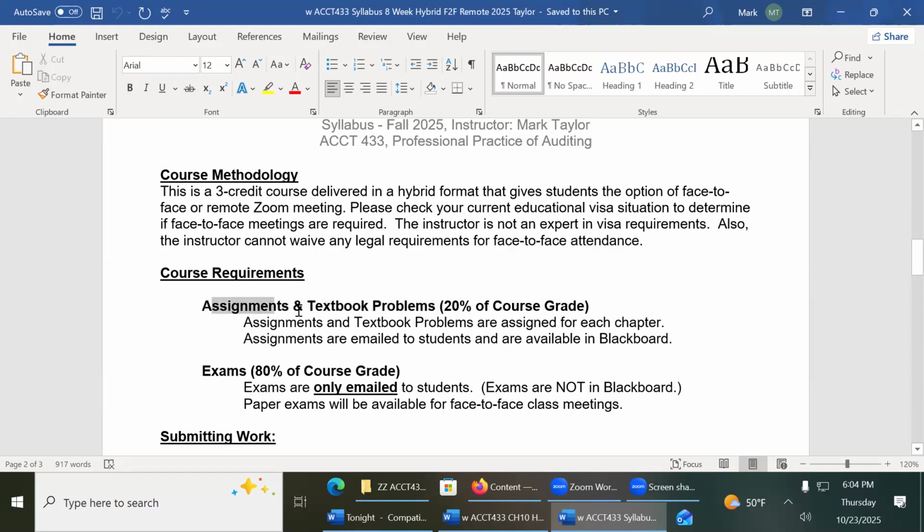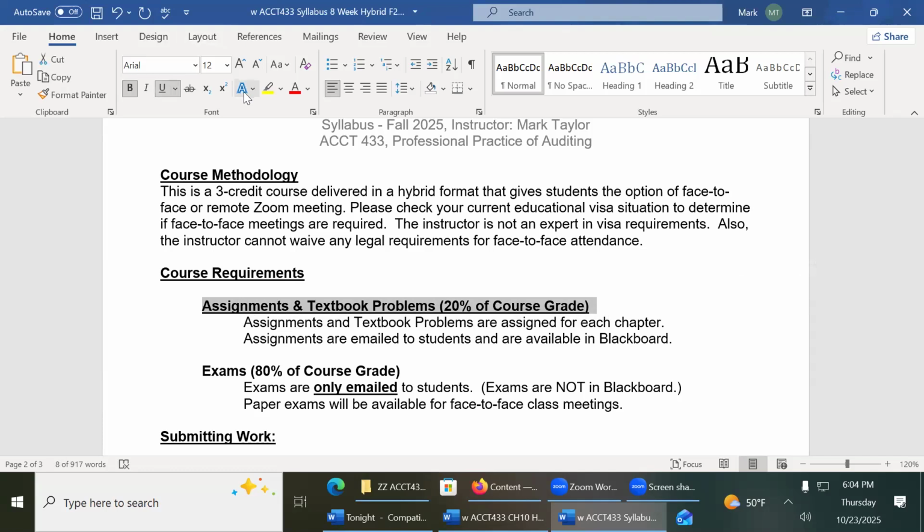Assignments are 20% of your grade. Assignments and textbook problems, those are what we do in class. Those are 20% of your grade. 80% are the exams. And I think I'm going to do something different this time around. I think I'm going to give you guys an exam every week. Now, we only have 7 weeks.